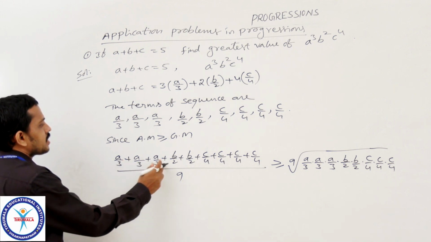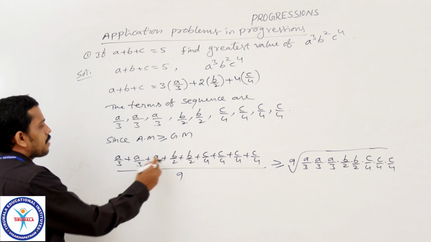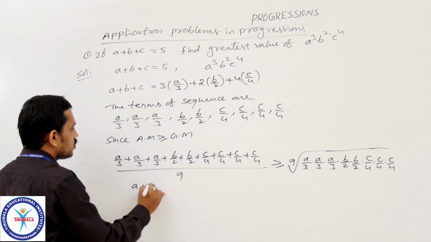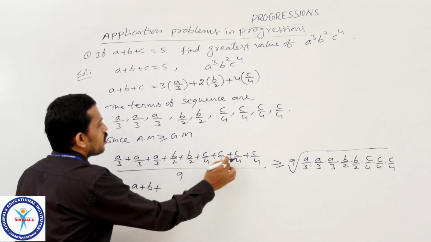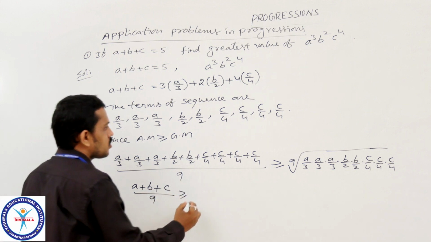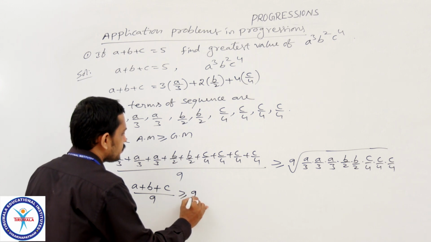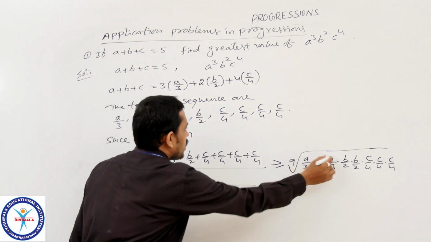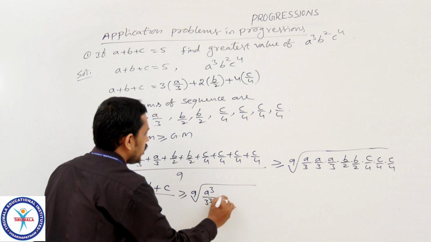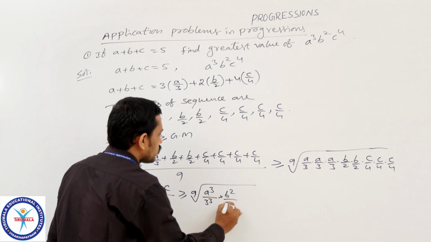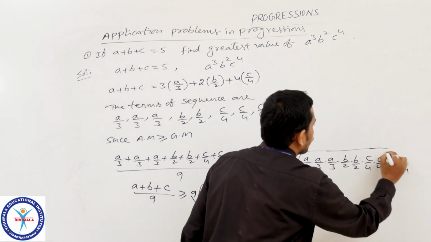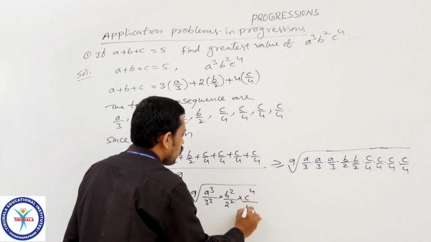So here what is this sum value? a/3 added 3 times, it is nothing but a, plus b/2 two times, so b/2 plus b/2 is b, plus 4 into c/4 means c, by 9, is greater than or equal to the 9th root of a multiplied 3 times, so a cube by 3 cube, into b square by 2 square, into c power 4 (c 4 times) by 4 power 4.